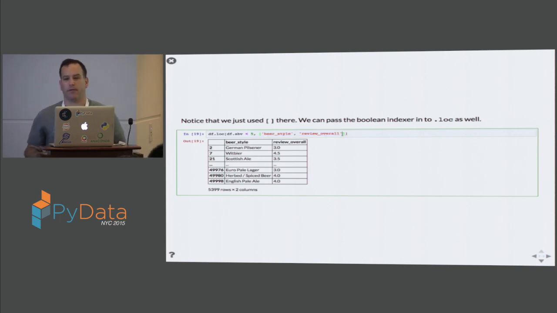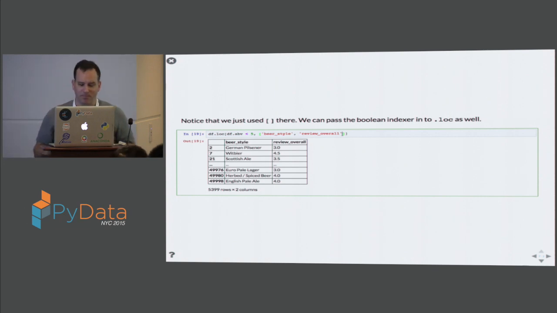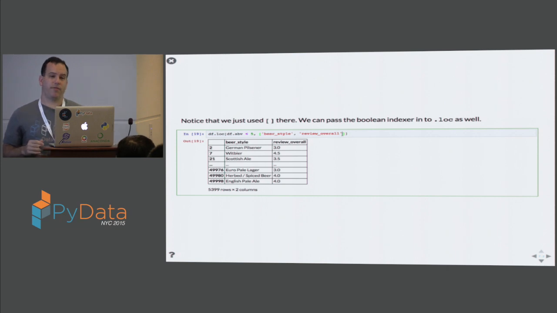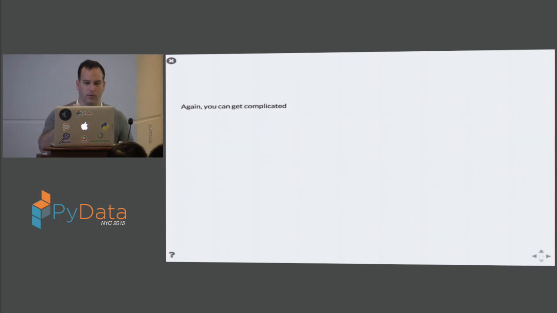GetItem is very convenient. There are some, we'll say, quirks in it to make it sort of more interactive. Namely, we actually select columns using GetItem. So you'd be like, am I selecting rows or am I selecting columns? And so it does some inference. It figures this out. But if you want to be very explicit, use .loc.